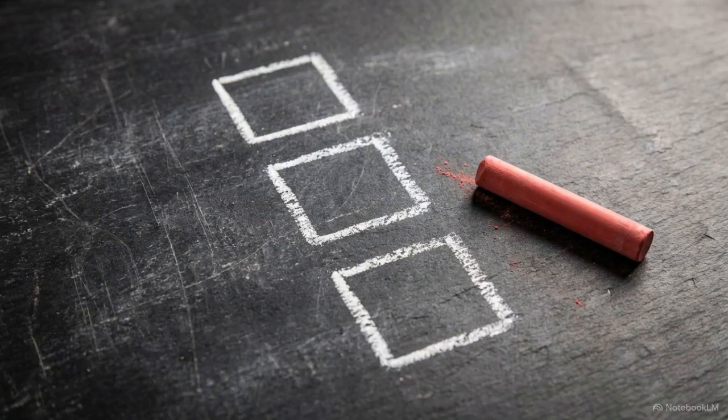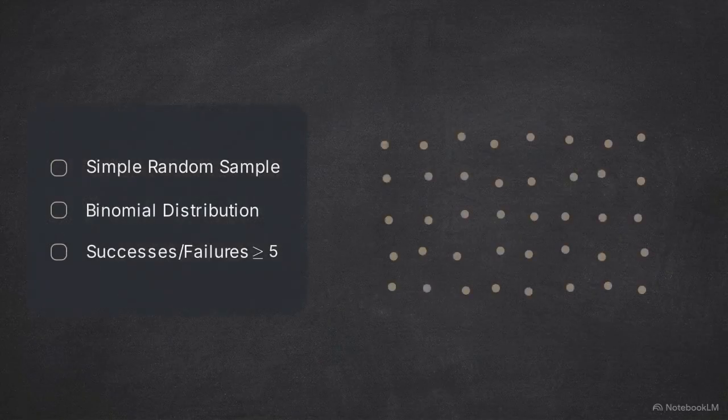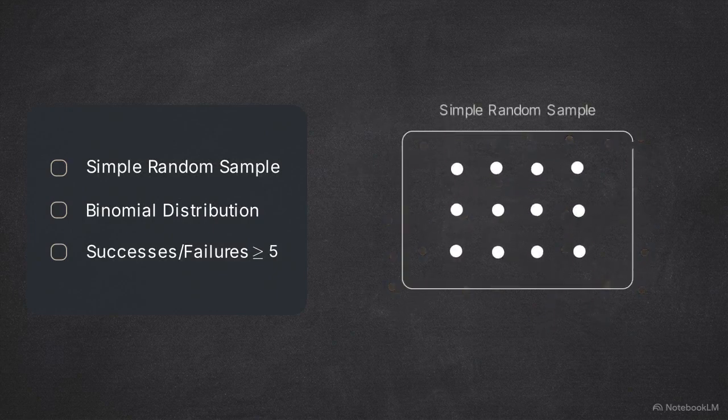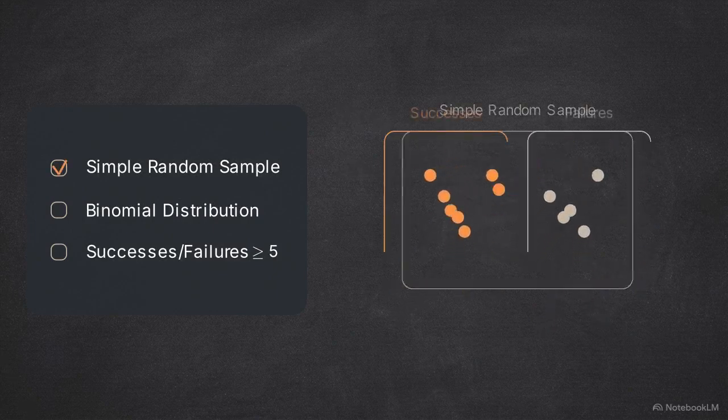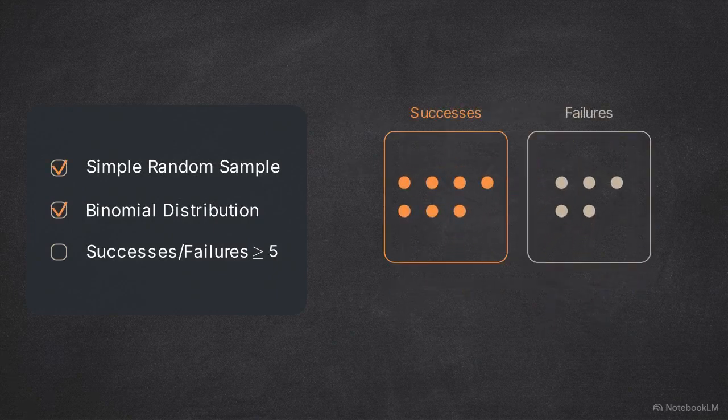Before calculating an interval, the data must meet specific prerequisites. It must come from a simple random sample, and the trials must satisfy the conditions of a binomial distribution. Additionally, the sample must contain at least 5 successes and at least 5 failures.